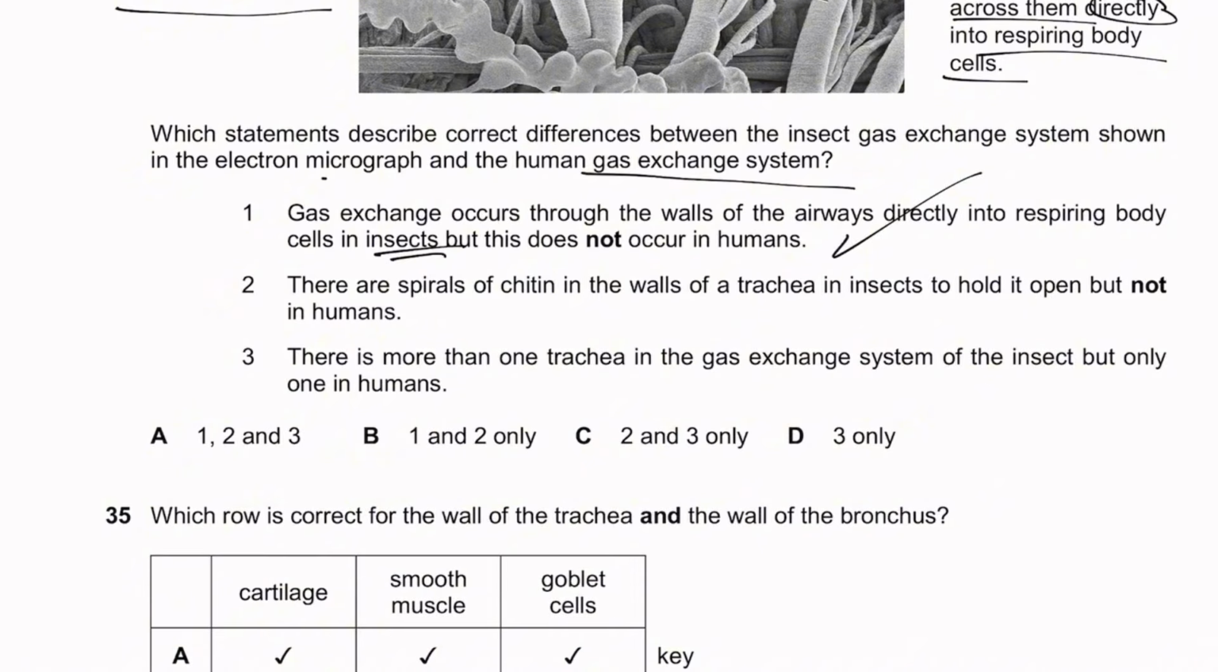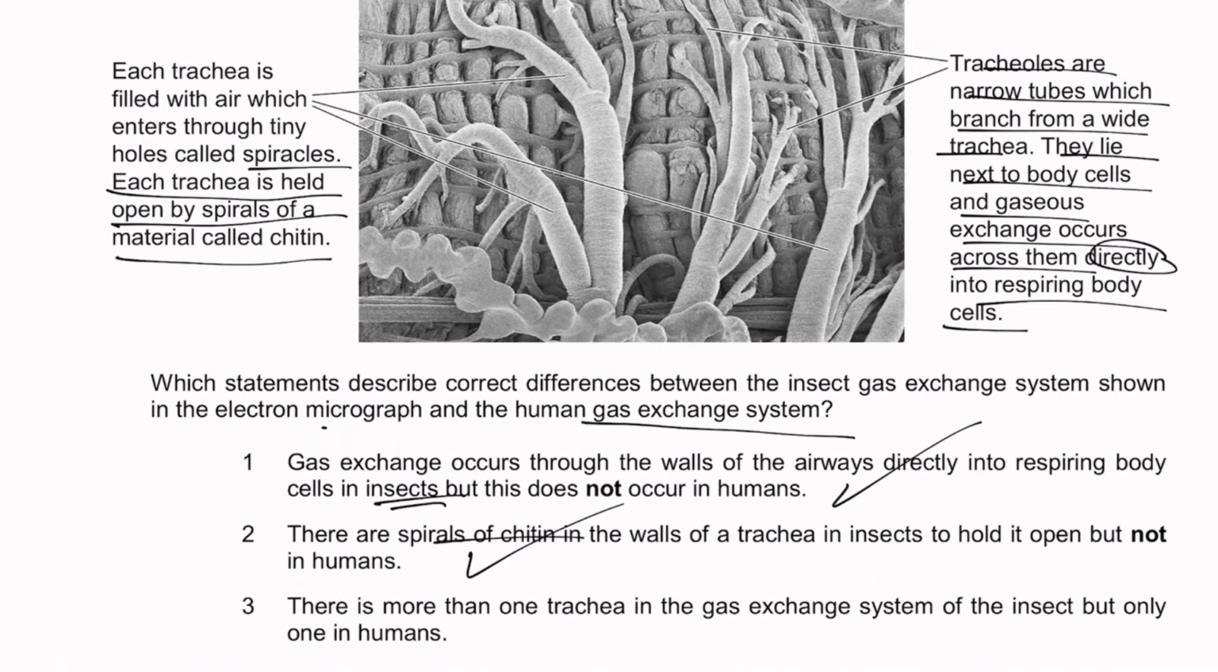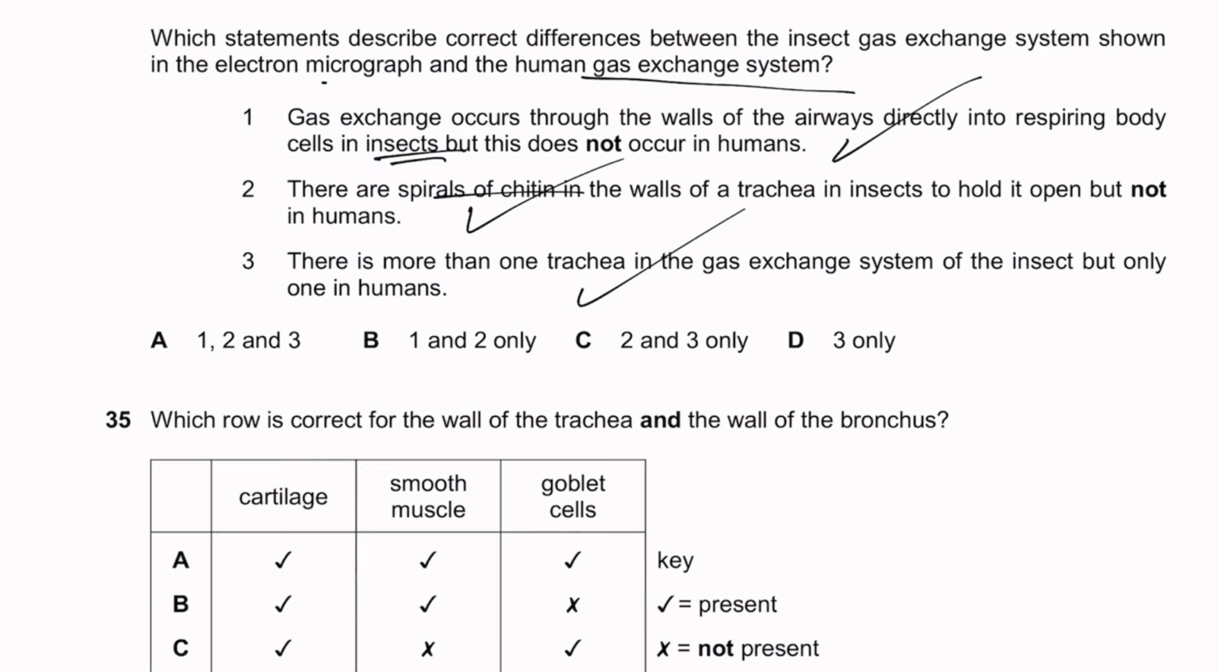Okay, there are spirals of chitin in the walls of trachea in insects to hold it open, but not in humans. That is actually true. For us, the trachea is held open by C-shaped rings of cartilage, whereas in insects, spirals of chitin. There is more than one trachea in the gas exchange system of insects, only one trachea in humans. It is true, they actually labeled here each trachea, and we only have one trachea in the human body, so it's 1, 2, and 3.